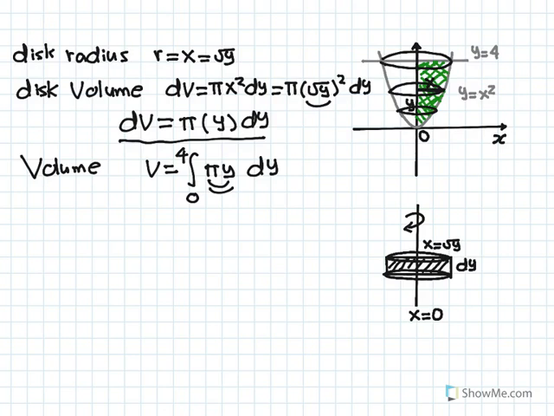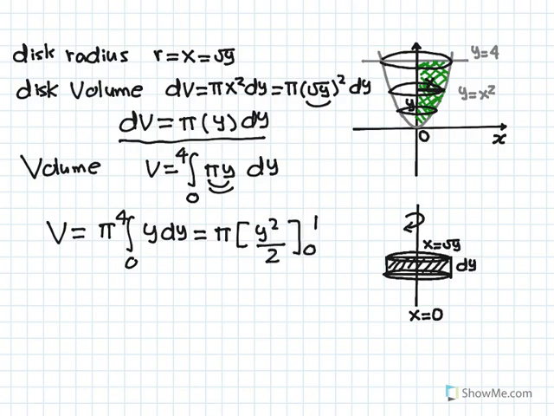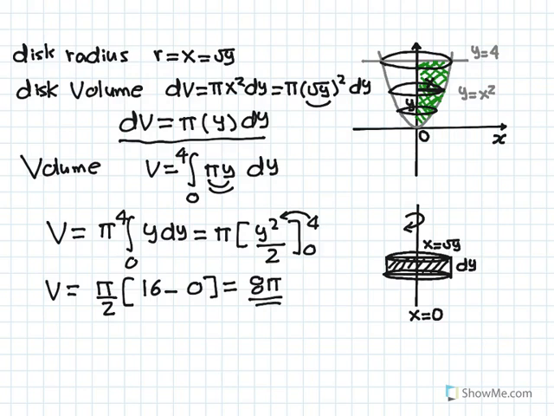All right, now it is the easy part, computing this integral. We get volume is equal to, let's pull pi out, pi integral 0 to 4, y dy, that's pi times y squared over 2, from 0 to 4. Volume is equal to pi over 2 times y squared. Substitute 4 in, we get 16, substitute 0 in, we get 0. 16 over 2, that's 8 pi. This is the volume of revolution.